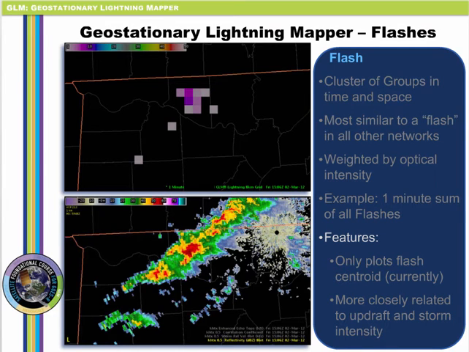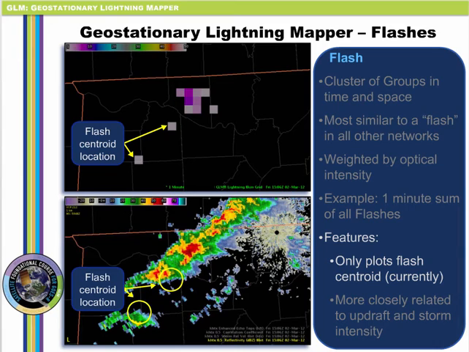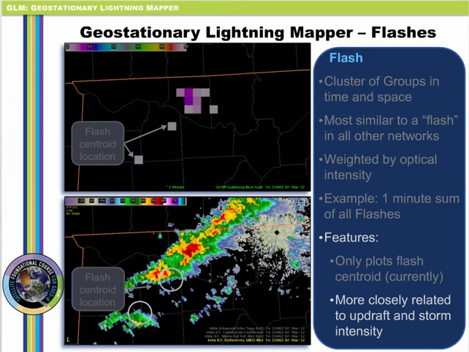A GLM flash plots the flash centroid and is shown in one grid cell only. As a result, flash density grids do not indicate the spatial extent of lightning, like the event and group grids. The biggest advantage to the GLM flash grids is that the lightning flash rates are more closely related to the updraft and storm intensity than the GLM events and groups.